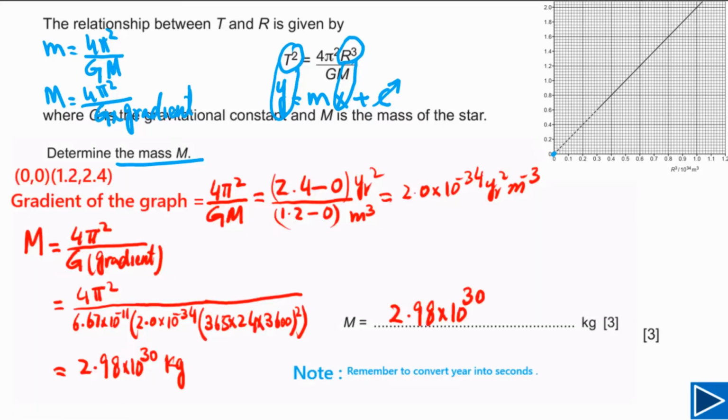If you look at this, first of all I have taken these 2 points, this point and this point. I have calculated the gradient of the graph and this is our answer. Now I have plugged in the values of the gradient. This is the value of the gradient, but you can see this is in years, so I have converted years into seconds.